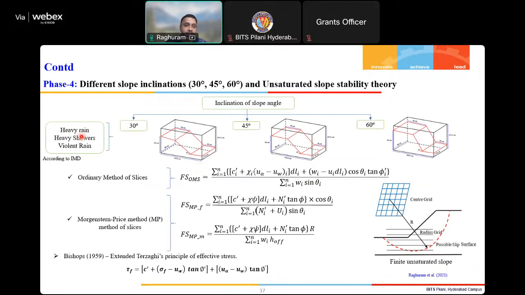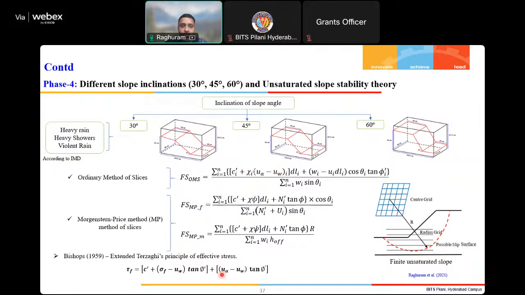As I said, we have seen heavy rain, heavy showers and violent rain as per IMD data for 30, 45, 60. We have also done the analysis for various slope inclinations like 35, 40, 45, 50, 55, 60. We are all familiar with this factor of safety equation. This is the only additional term that we are considering, chi into (UA minus UW), that is the unsaturated shear strength associated with the slope.